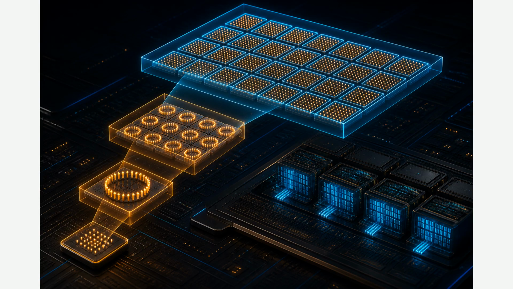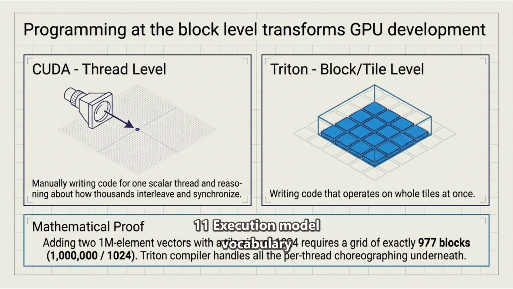The execution model vocabulary matters: thread, warp, block, grid, and streaming multiprocessor. Triton abstracts much of the thread-level complexity, but these concepts still explain where performance goes. The better your mental map, the faster you can diagnose bottlenecks.